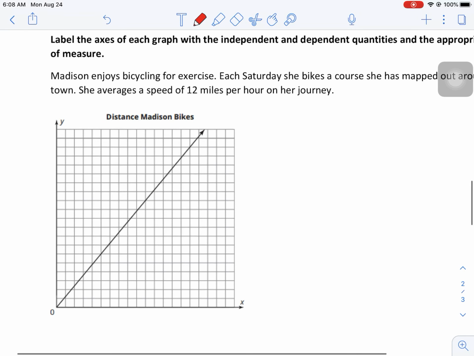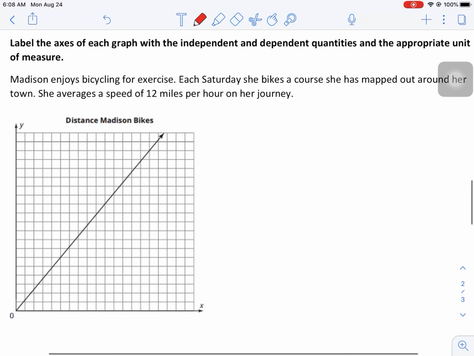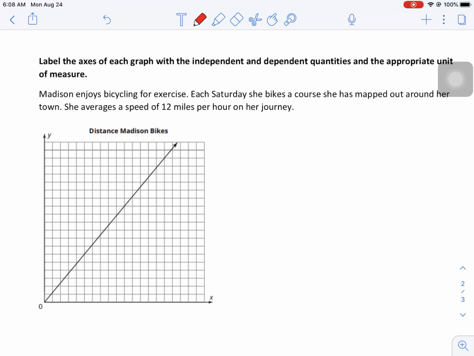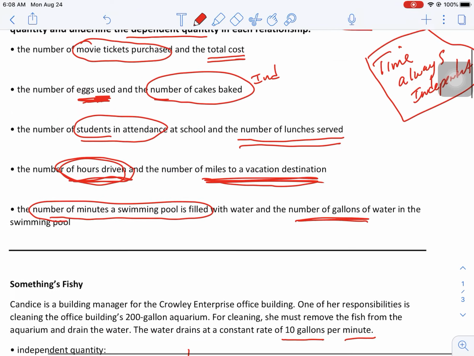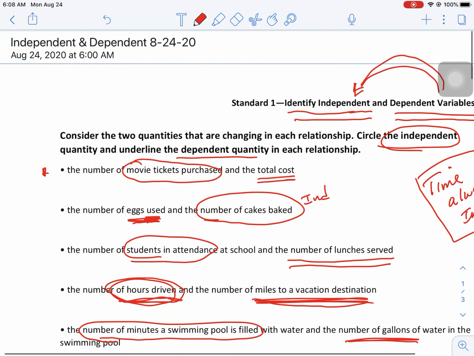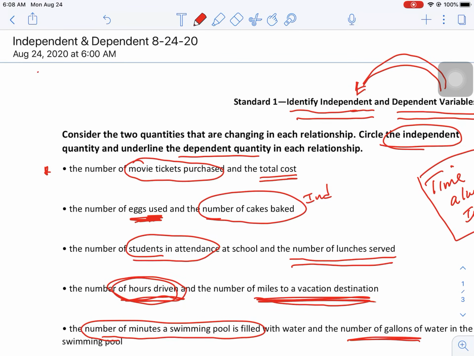Now, here's where it gets, I think, the easiest, and I don't want to see any mistakes on this. We're going to come back up here just really quick. I'm going to put here the x value on a graph is always going to be the independent, and the y value will always be the dependent.